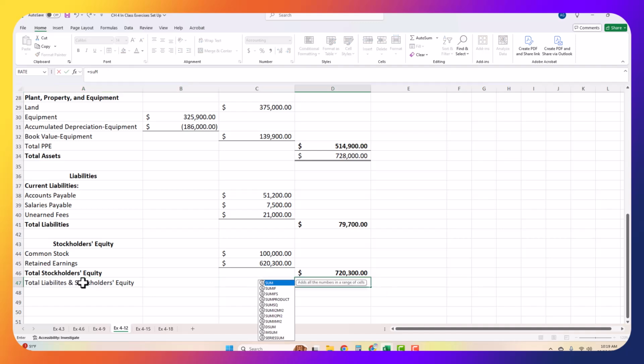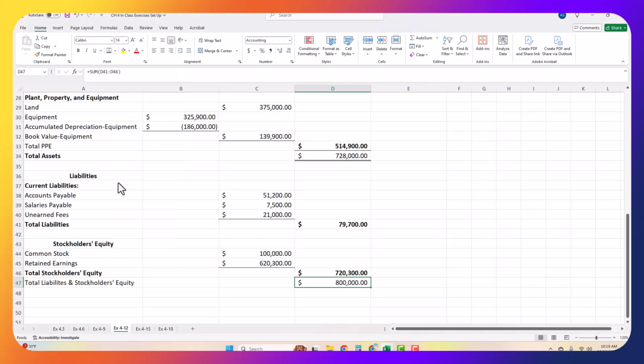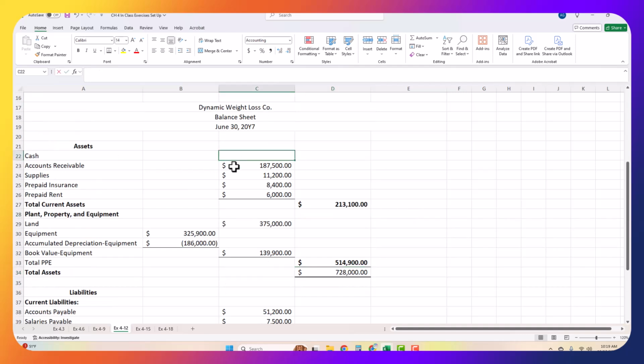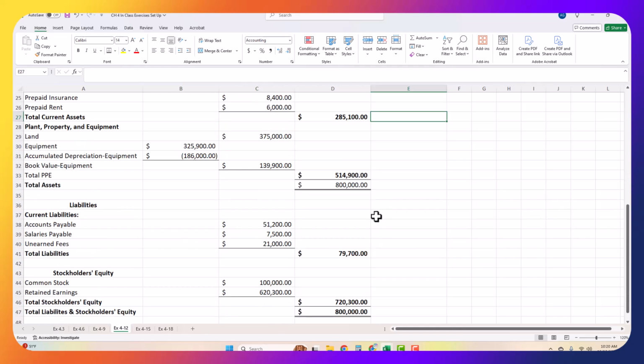Now, these numbers are not going to balance because we're missing cash. Right? So 800,000, but our total assets are 728,000. So how are we going to find cash? 800,000 total liabilities and equity minus 728,000 equals 800,000 minus 728,000. So cash is $72,000. I solved for cash.